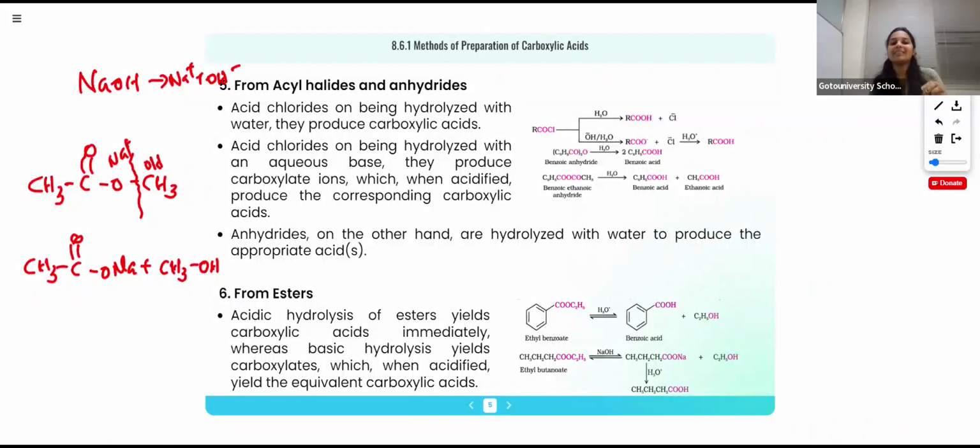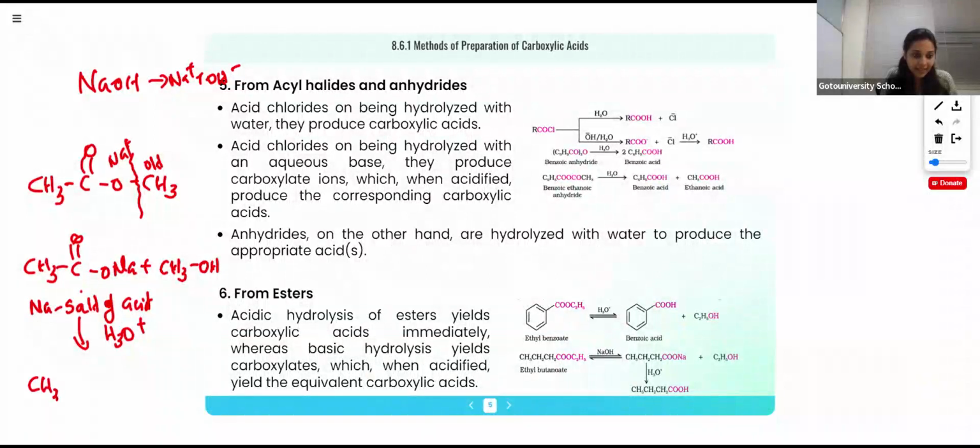Okay, but here you didn't get the acid, right? Then what you have to do? This is the sodium salt of acid, you got it. This sodium salt of acid you can convert into the corresponding acid. How will you convert the sodium salt of acid into acid? Do the hydrolysis again, with H3O plus. Then the sodium will be removed and the hydrogen will replace the position. Then what is the product? CH3COOH. Instead of sodium, you will get hydrogen there. Okay. So this is the method of preparation from esters.